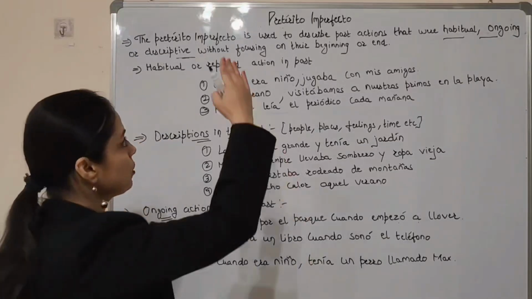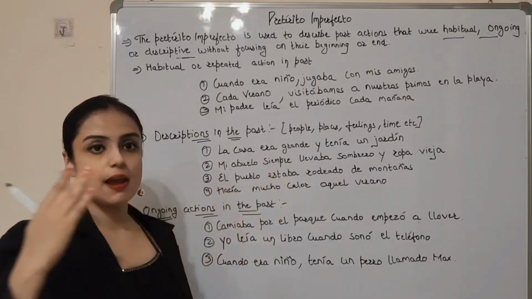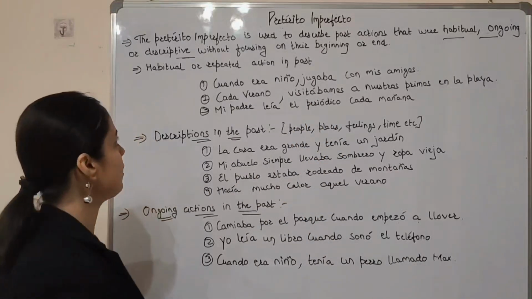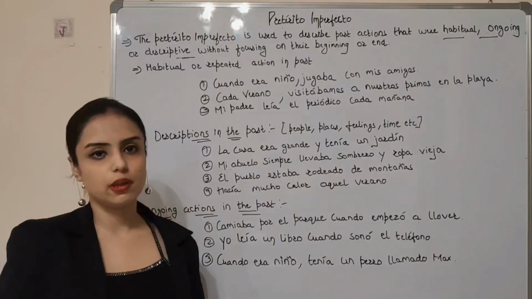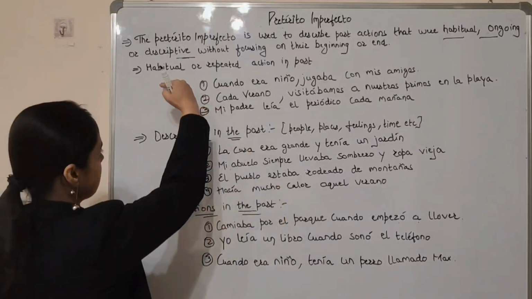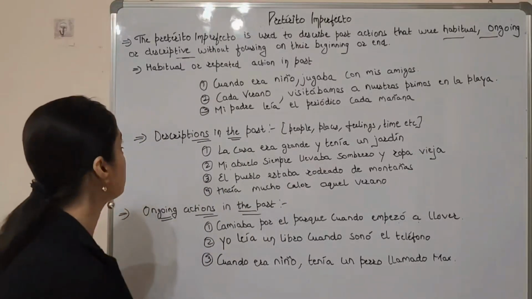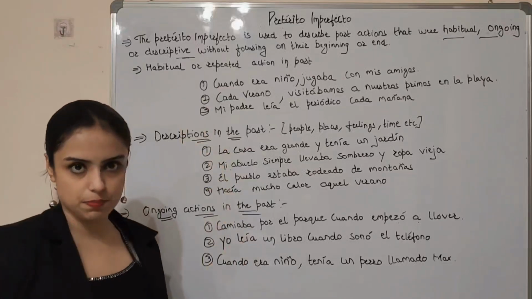Vale, so Preterito Imperfecto is used to describe past actions that were habitual, ongoing or descriptive without focusing on their beginning and end. So in these three circumstances we are using the Preterito Imperfecto. The first one is habitual or repeated action in past.